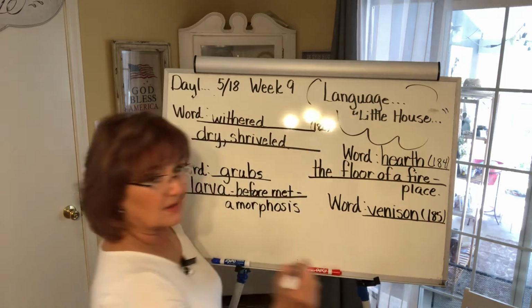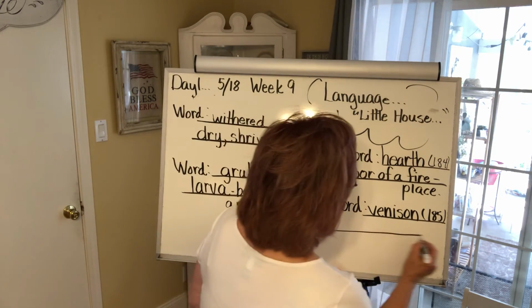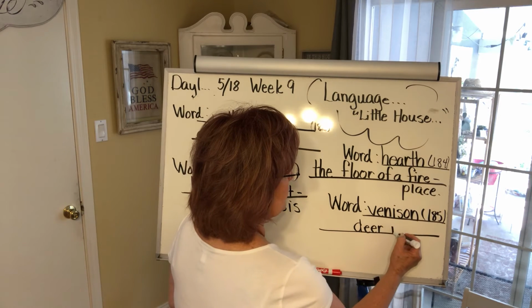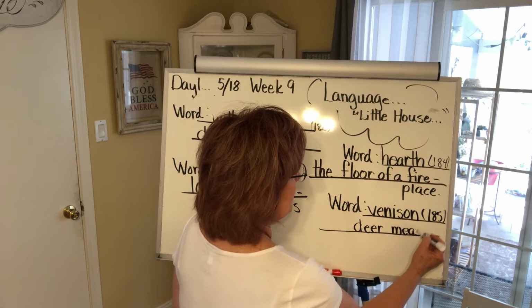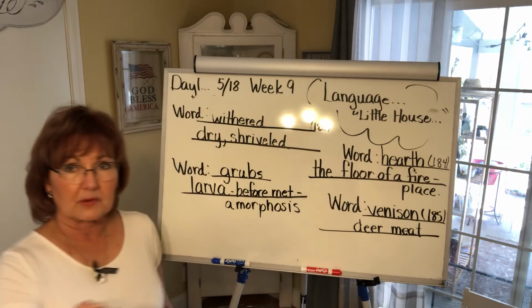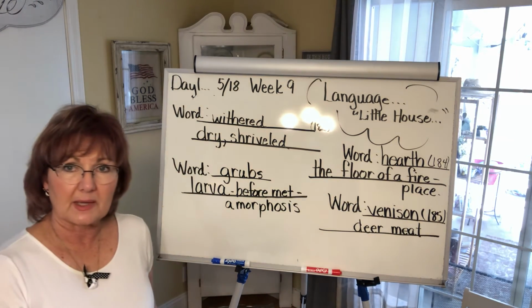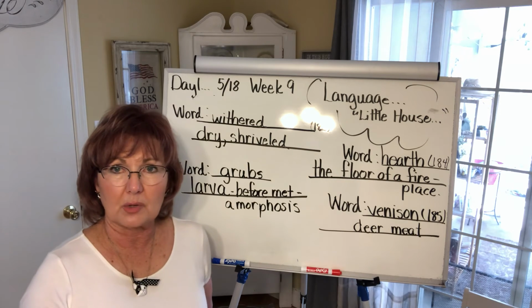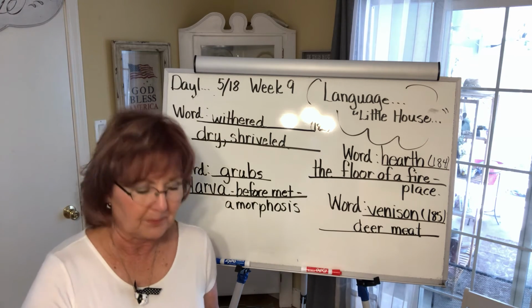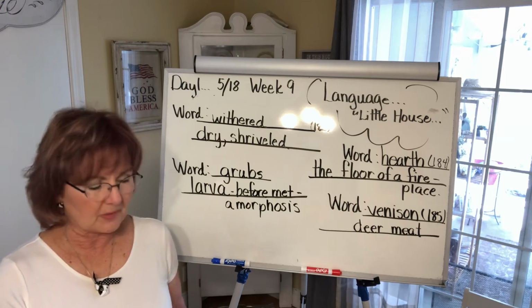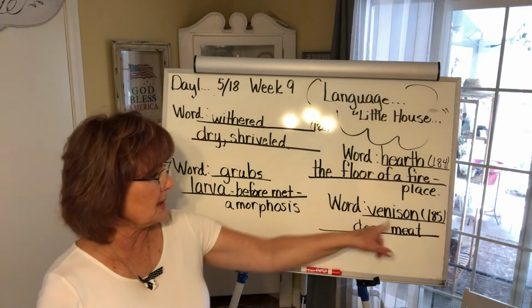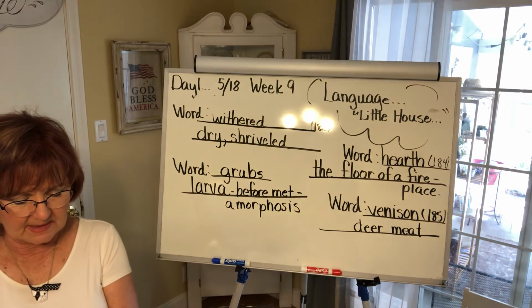I didn't even have to look this one up. It is deer meat. That's all I know of it to mean, the meat from a deer. Just like beef would be from a cow, and lamb chops would be from a lamb. Pork, I guess, would be from a pig. But anyway, I'm not a big meat person, but deer meat is venison.